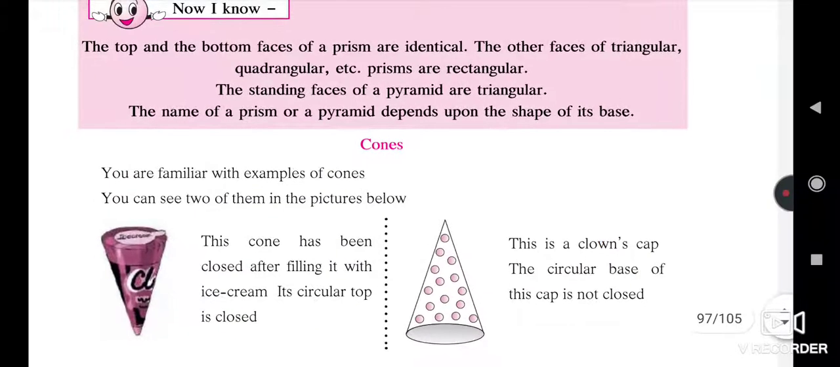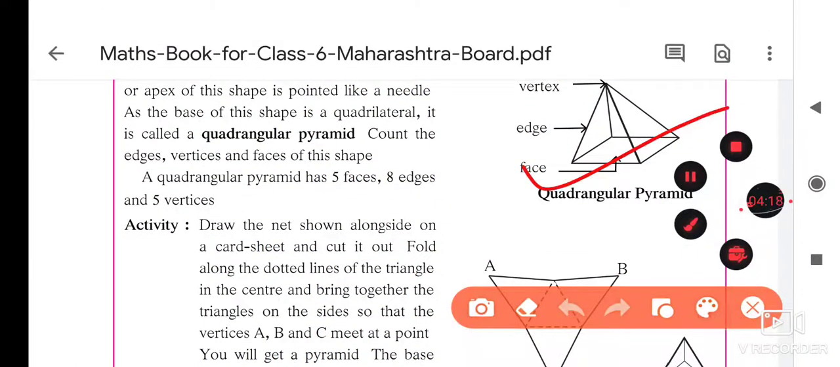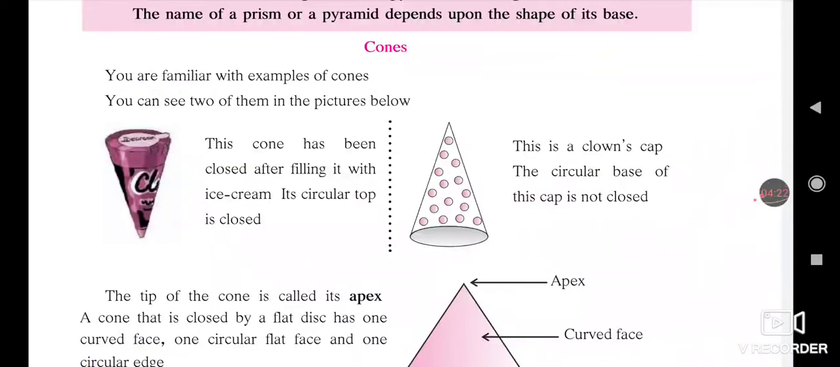After that, here is what is given to us. The top and bottom faces of a prism are identical. All the other faces of triangular, quadrangular, etc. prisms are rectangular. The standing faces of a pyramid are triangular, and the name of the prism and pyramid depends upon the shape of its base. That's why this is called a quadrangular prism, because the base is a quadrilateral, and that one is called triangular because of its triangular base.